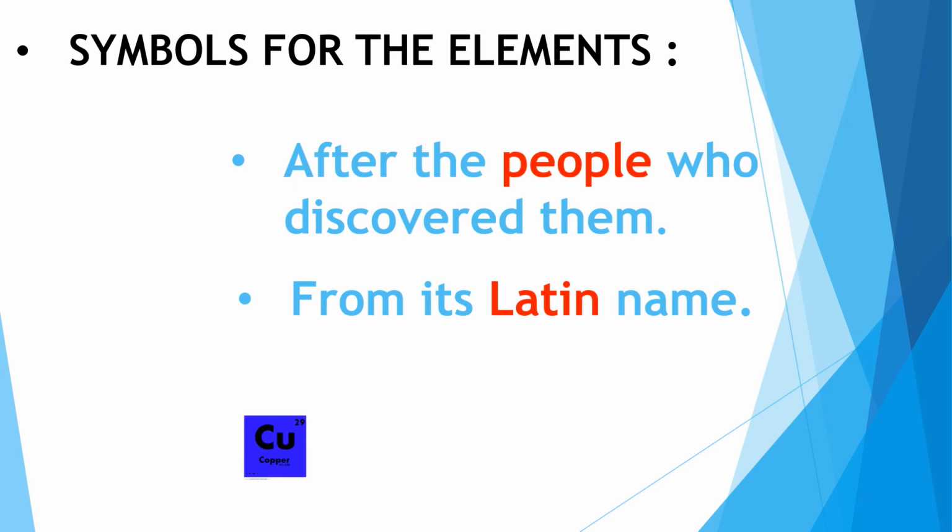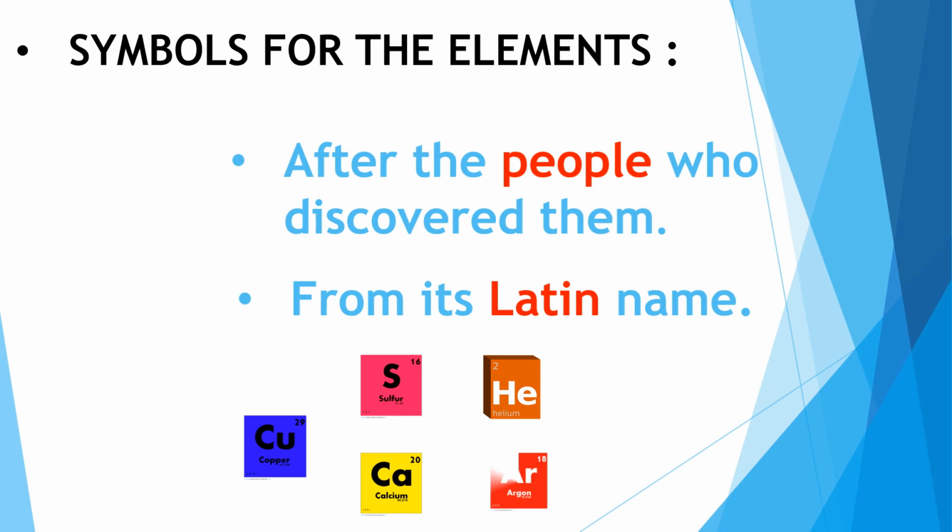For example, copper, Cu; sulfur, S; calcium, Ca; helium, He; argon, Ar; radium, Ra; and potassium, K. The symbol for potassium is K from its Latin name, kalium.